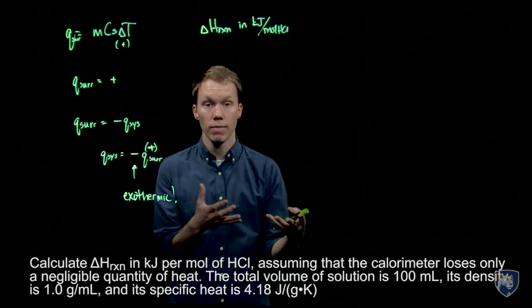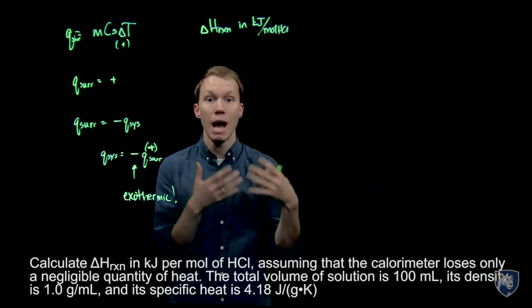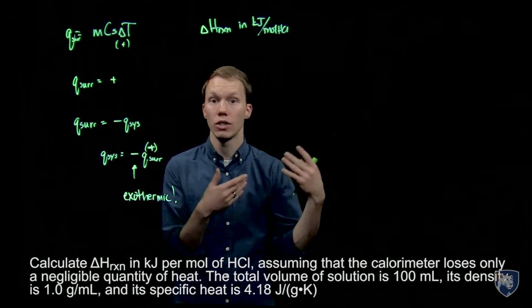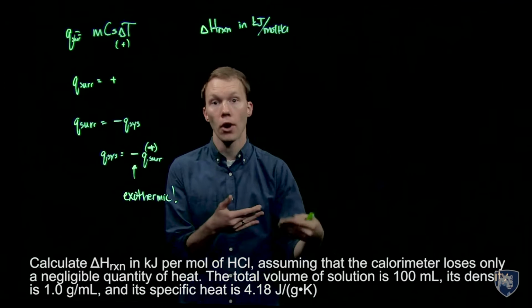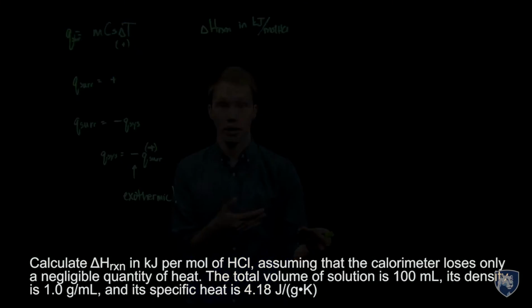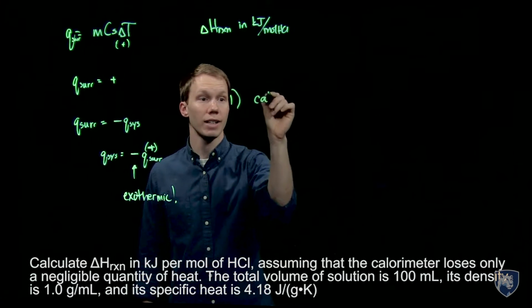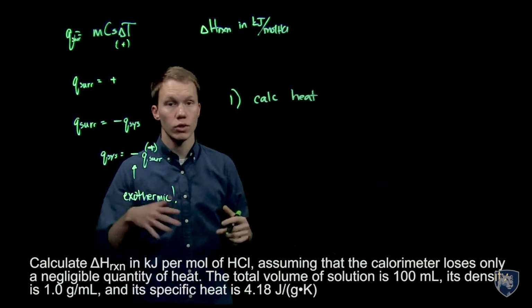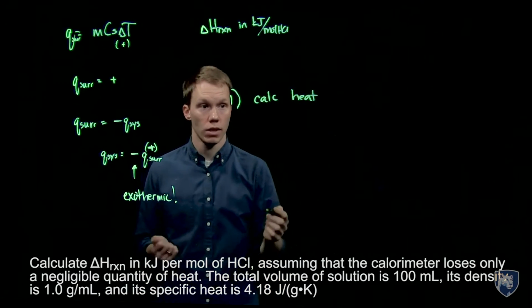We used 50 mL and 50 mL of the 1 molar solutions. How much heat is given off when those quantities are mixed? Then we kind of need to normalize that to per mole of HCl. The first step was that we're going to calculate the heat exchanged in this reaction. And we know that it's exothermic, so we know the heat is released, all right?